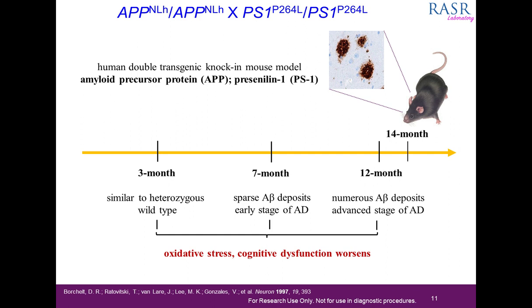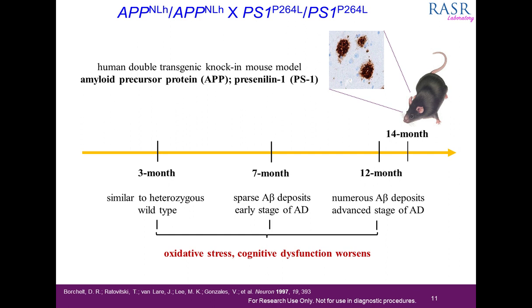This is a system that is a human double transgenic knock-in mouse model. So it has human Swedish mutations in amyloid precursor protein and presenilin 1. And we've collected tissues from this mouse over the course of 3, 7, 12, and 14 months.